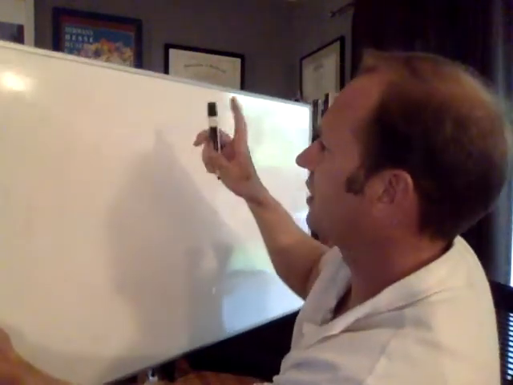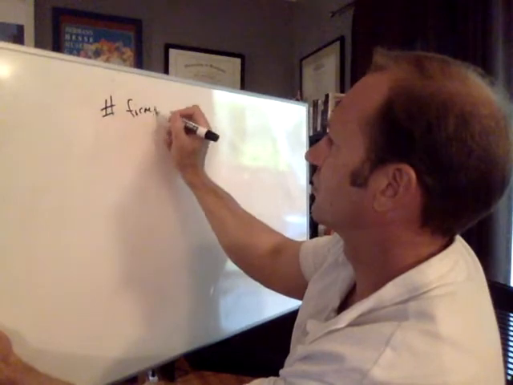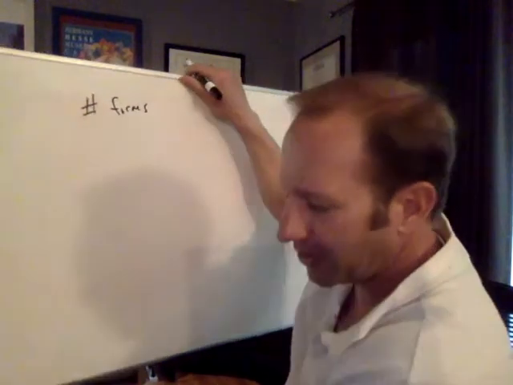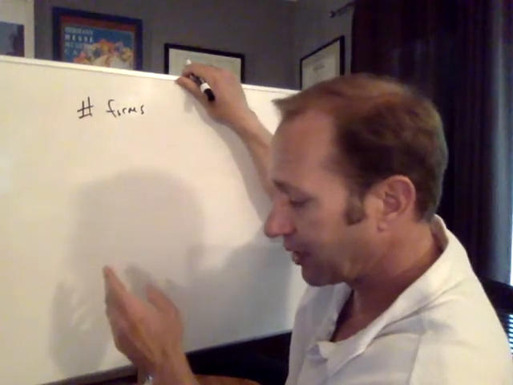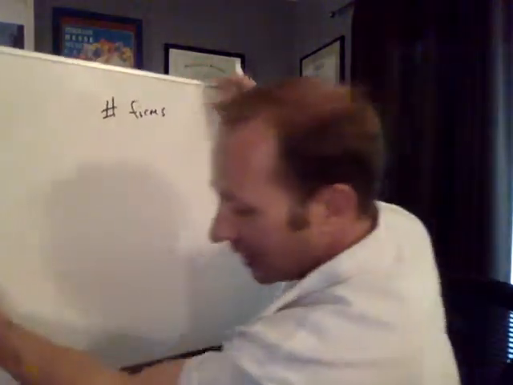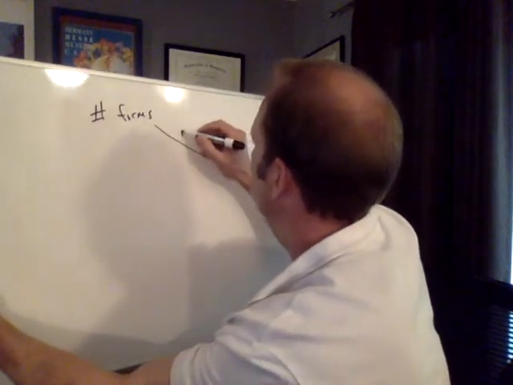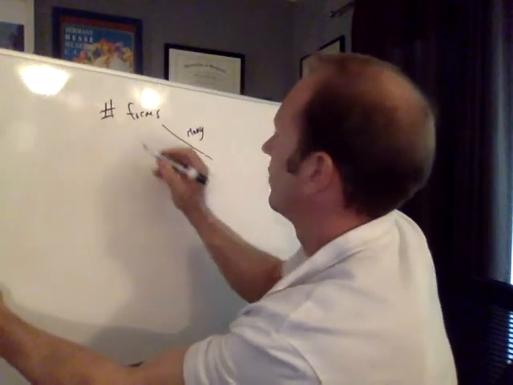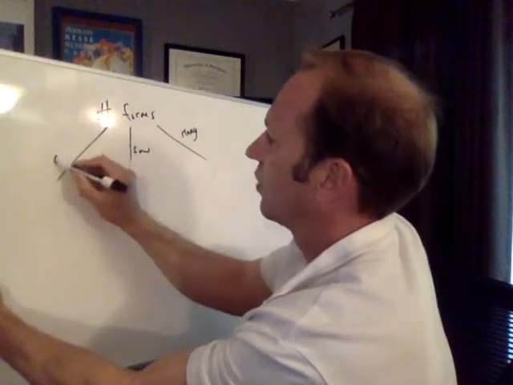What we're interested in first is the number of firms. And so we can splinter off, based on our answer, in three different directions. We could say many firms, few firms, or one firm.